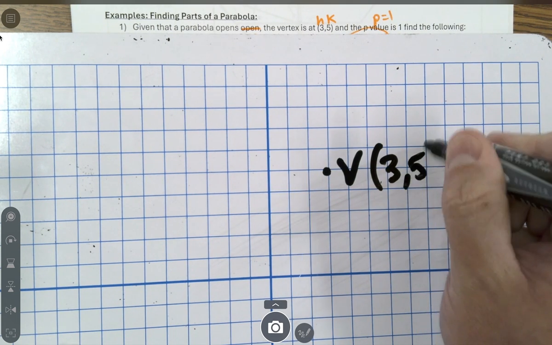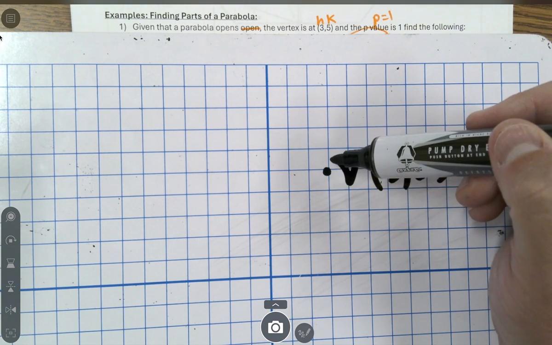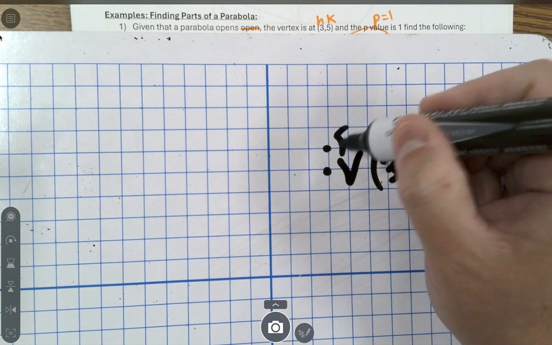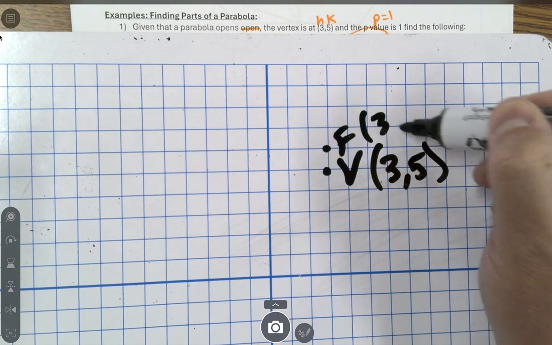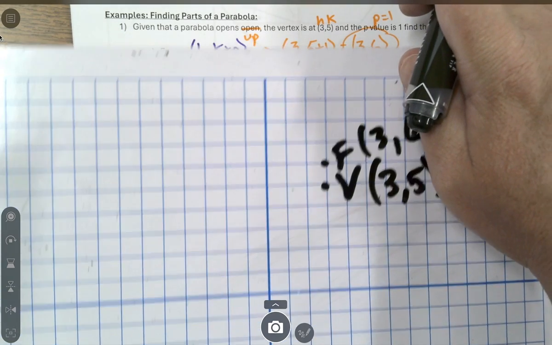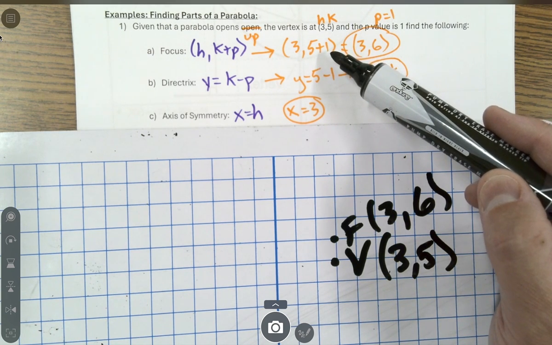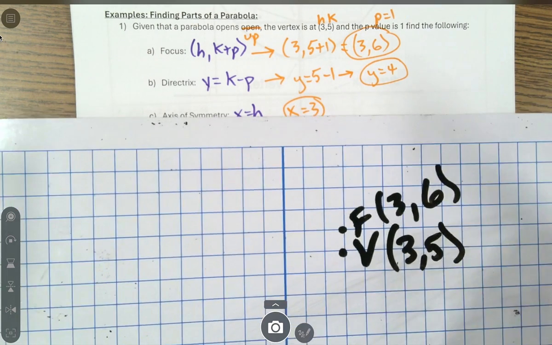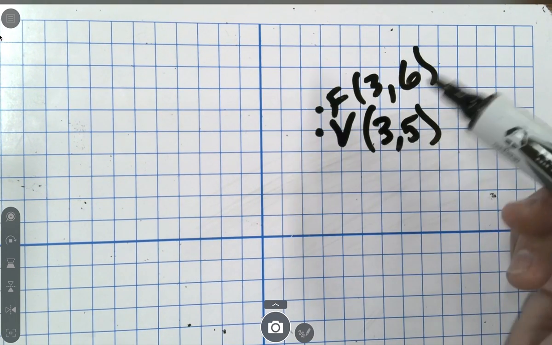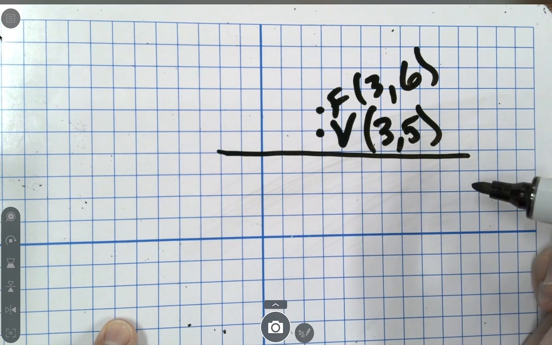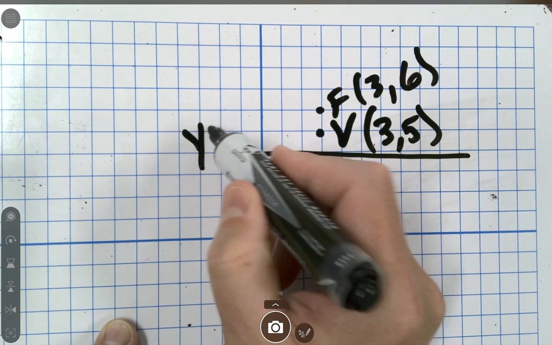Notice they gave me a p-value of 1. That means my focus is going to be up 1 unit to get to my focus, so it's going to be at 3, 6. That's what we're doing when we take this k plus p. We're just adding that p-value to the y value, and it gets me a 6. Now your directrix is going to be on the opposite side of the vertex, but the same distance apart. So instead of going up 1, we're down 1. This line is hitting the y-axis at 4, and that is your directrix.